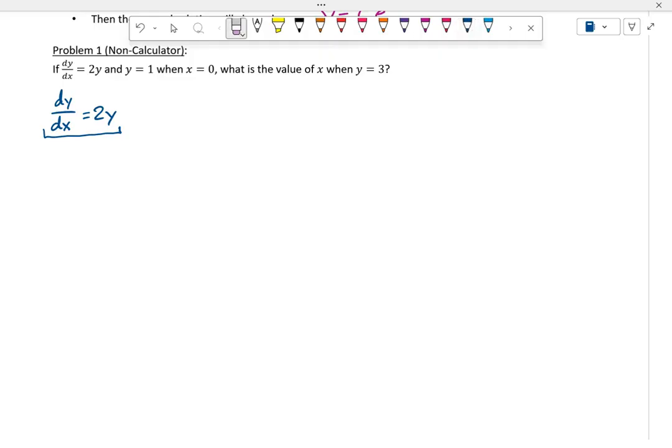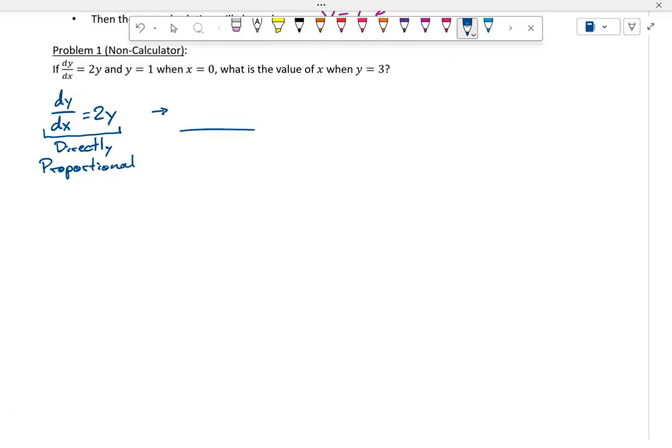So do I need to go through that whole separation and integrating and solving for y? No. Let me write this: directly proportional, there we go. This is directly proportional. So what is our general solution? It'd still be general.